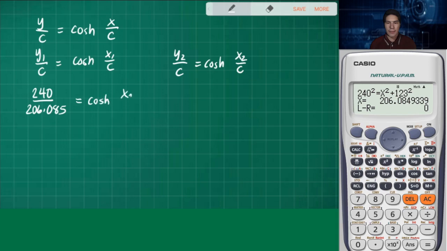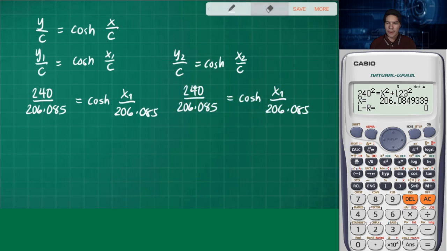Hyperbolic cosine of x1. The same goes for y sub 2; we just change this into y sub 2 and x sub 2. Thus we have x sub 1 and x sub 2. We can handle this using our calculator. To access the hyperbolic cosine, you will see the hyp key on the calculator. Just look for it on your calculator; I think the hyp key is standard. Just press hyp, and you can access the hyperbolic cosine and the inverse hyperbolic cosine.